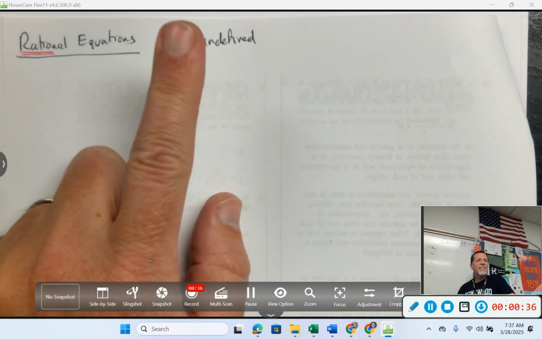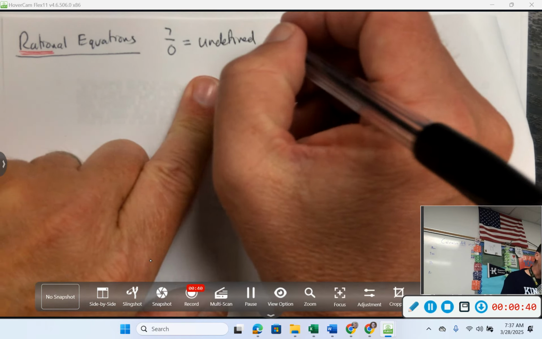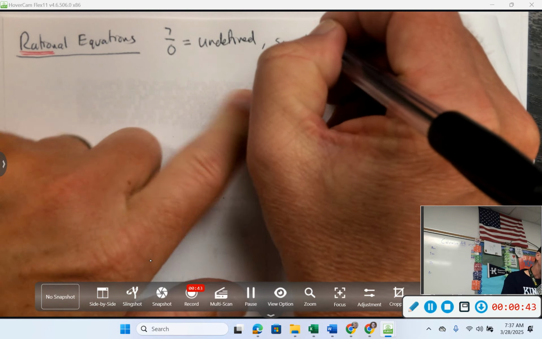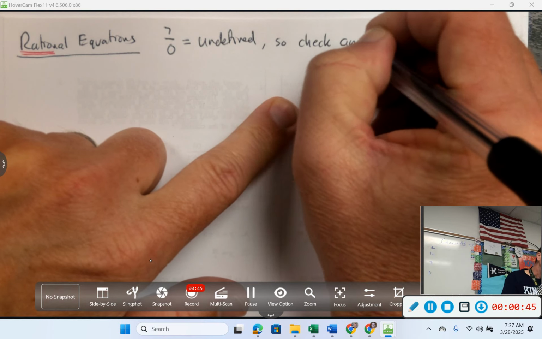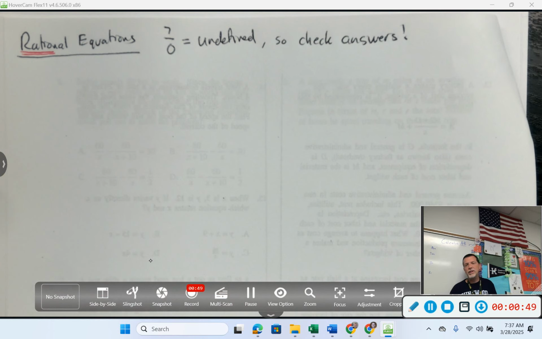The reason I say it up front is we're going to have to check our answers for this happening. So even before we do a problem, we'll have to check our answers to make sure we're not dividing by 0.